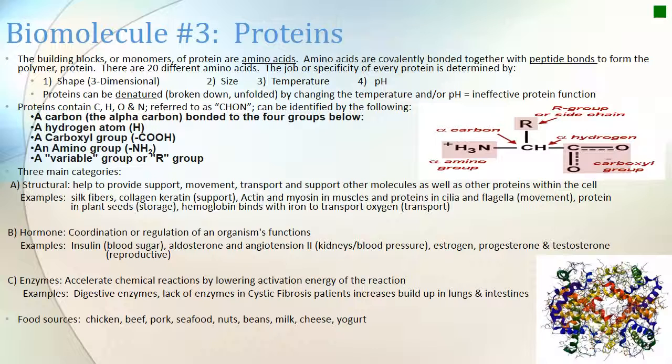I've kind of given you one visual, bottom right hand corner, of this is a hemoglobin molecule. Hemoglobin is a protein that helps to bind iron and carry oxygen throughout the blood. It's very important. But that is a three-dimensional shape, electron microscope pictograph of what hemoglobin looks like. It's three-dimensional. And the size of a protein as well. All those are determined by the amount of amino acids and the order, the temperature, and the pH.